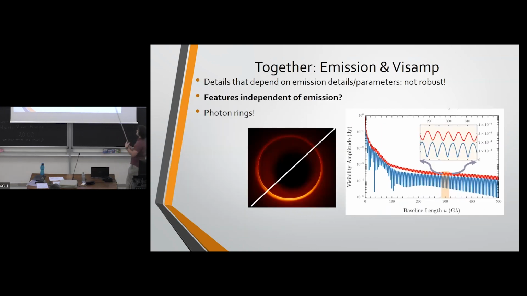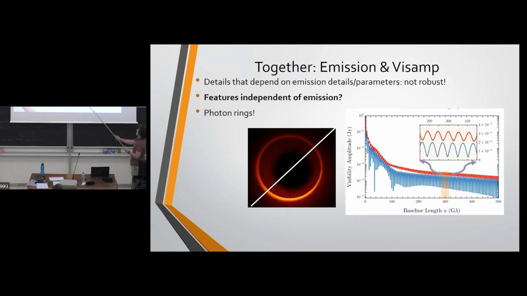Okay, so what do we really want to do then, right? What we really want to do is focus on features in our observations, in our visibility amplitude, that are sort of robust under the things that we don't know. And what we don't know is where the emission comes from, the plasma details. So we need to have a bunch of different, fairly realistic emission models, vary the parameters, and see what are the features that remain robust under varying all these things, right? So we need to look for features that are independent of the emission.